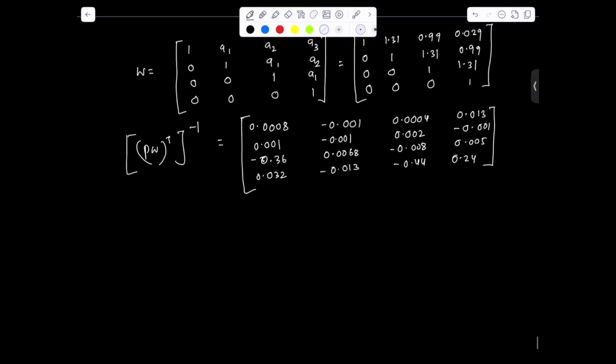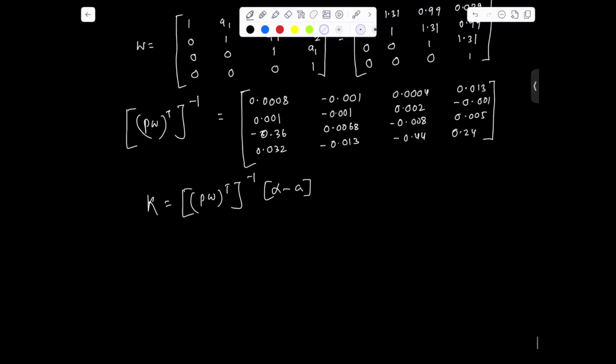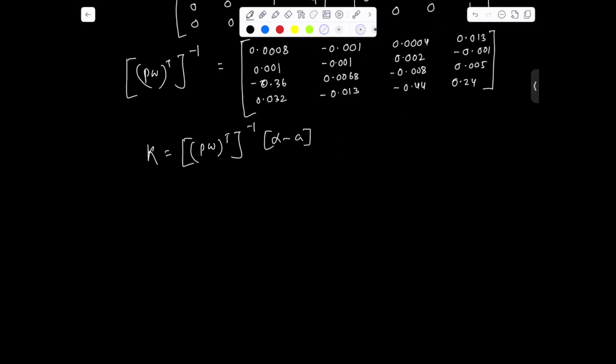Now we can use all these values in the control gain K equal to controllability matrix P, W transpose inverse, alpha minus A. So this matrix we have already found. So here we can write this matrix again.